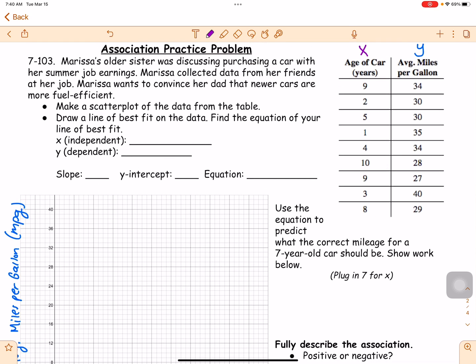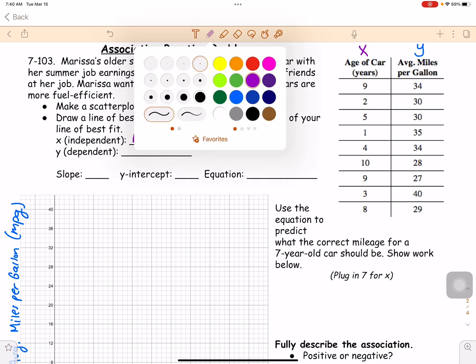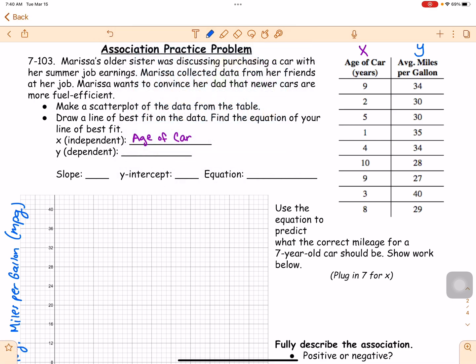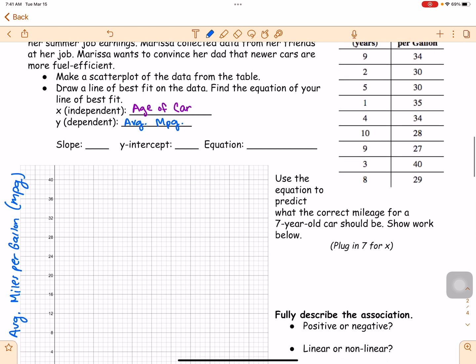So right here it says draw a line of best fit to the data, but I'm just going to jot down right here. Our dependent variable was the average miles per gallon. Our independent is the age of the car. We're trying to see if the average miles per gallon depends on the age of the car, so I'm just going to put average MPG. AVG means average.